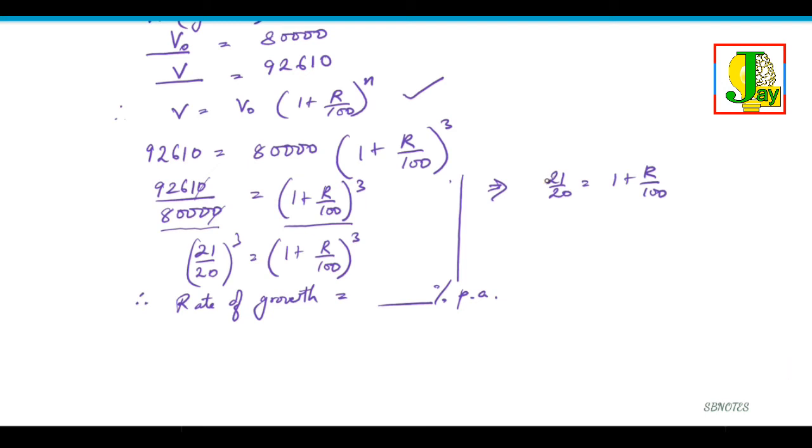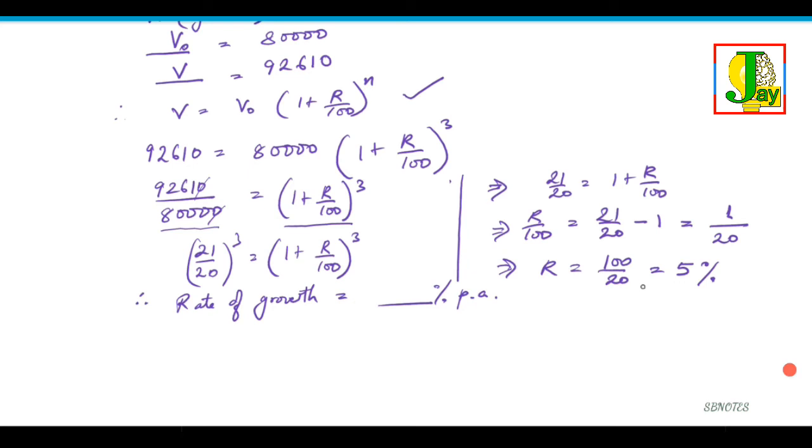So 1 we can shift to the other side. So r by 100 equals 21 by 20, 1 goes to that side, we have minus 1. If you take the LCM, you get 20, and 21 minus 20 we get 1. So r by 100 equals 1 by 20. So r equals 100 by 20, that's 5.